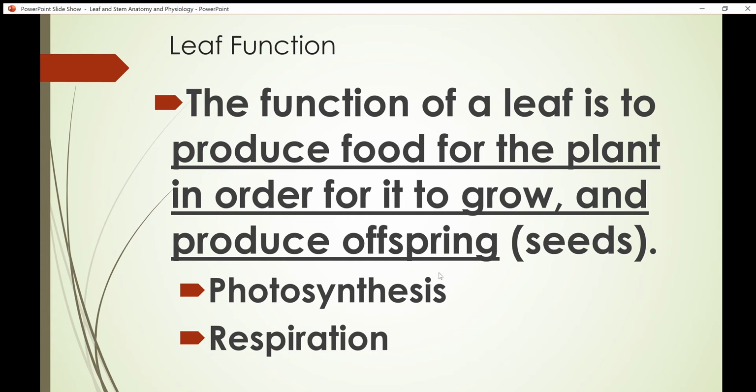Photosynthesis, like I said, needs sunlight and carbon dioxide, and the product given off is oxygen. And respiration is exactly the opposite. When there is no sunlight, we are using the food, and we are giving off CO2 and taking in oxygen. So respiration happens at night, and photosynthesis happens during the day.